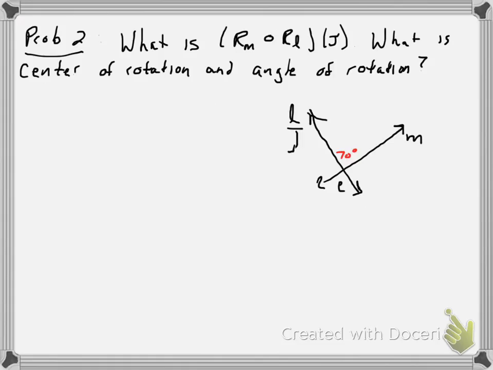In problem 2, we're combining reflections again. What is the reflection of M following the reflection of L of point J here? What is the center of rotation, the angle of rotation? So again, when you're reflecting over two lines here that intersect, the last time we had parallel lines, it became a translation. Here we're reflecting over two lines that intersect. It really just becomes a rotation.